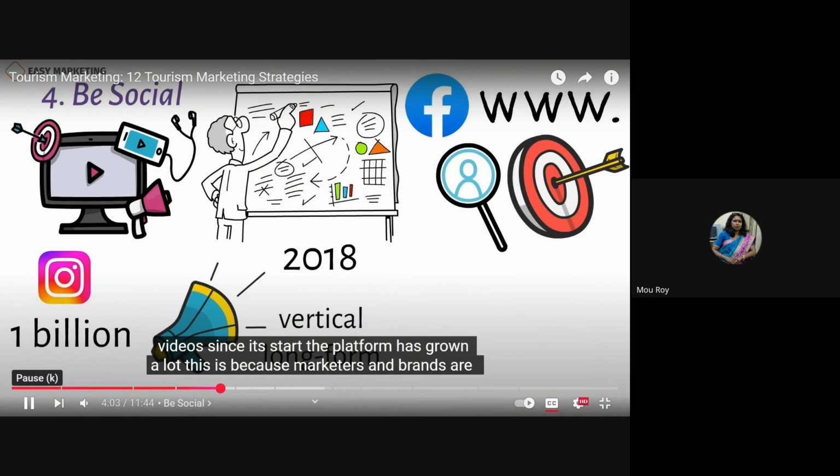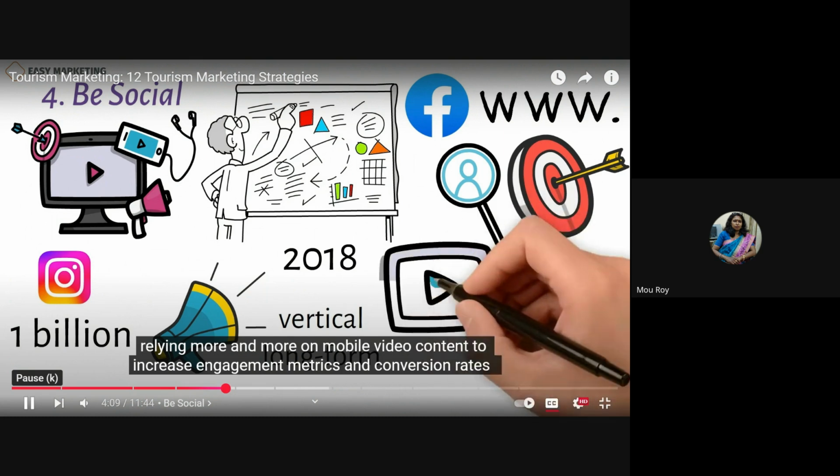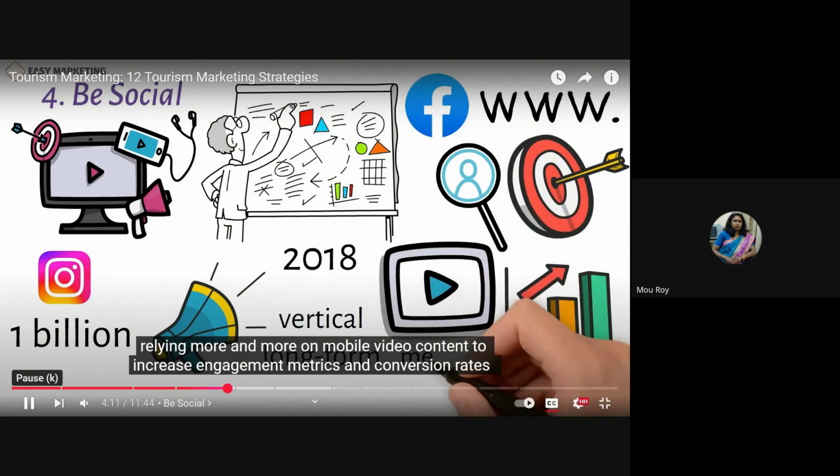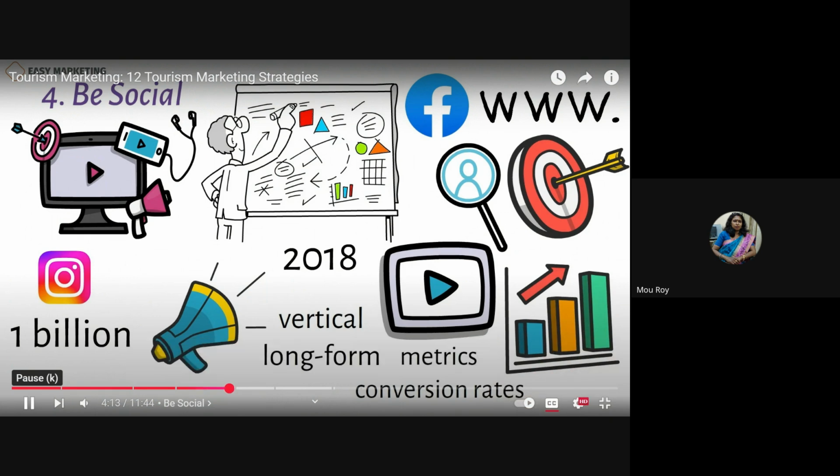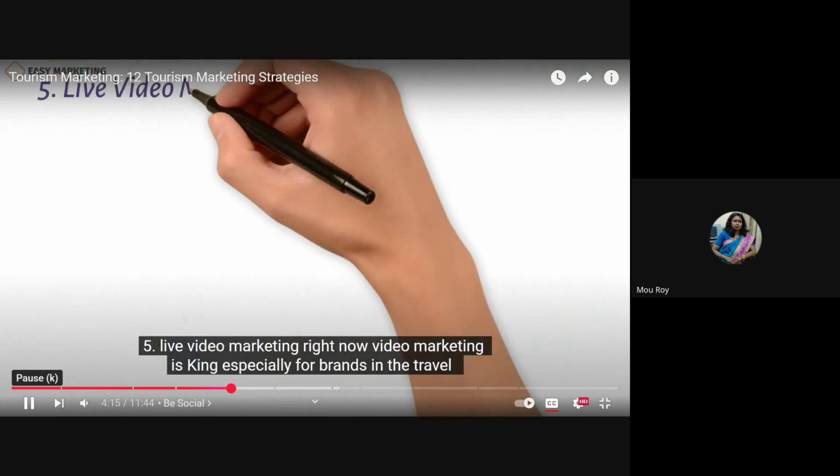Since its start, the platform has grown a lot. This is because marketers and brands are relying more and more on mobile video content to increase engagement metrics and conversion rates.